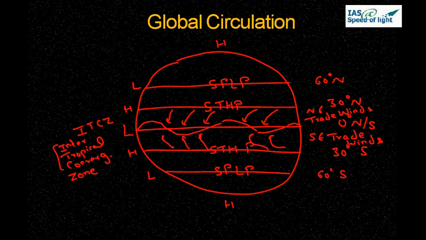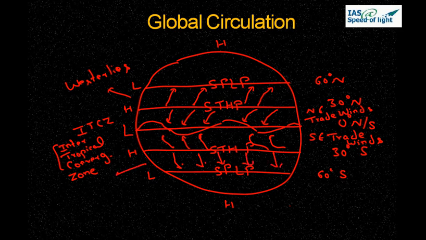Going to the next cell, we again get winds from high pressure to low pressure, another set of winds, and these winds are called westerlies. Similarly, here also, winds blow from high pressure to low pressure, and these are also called westerlies.